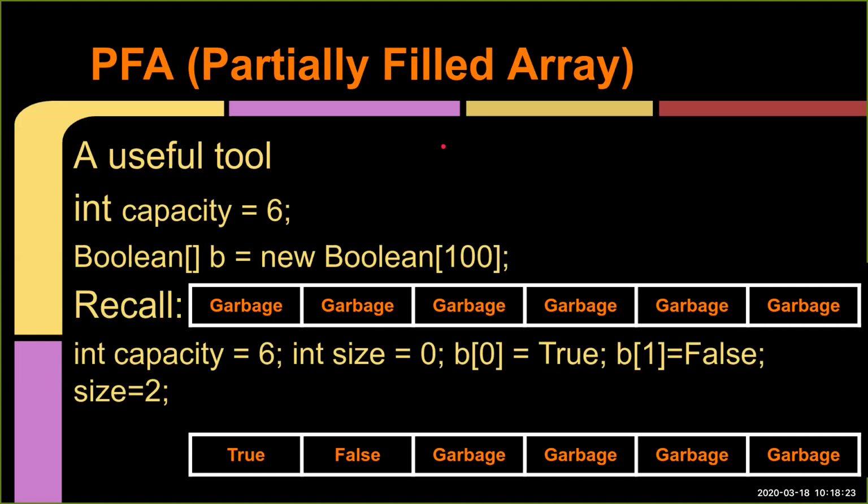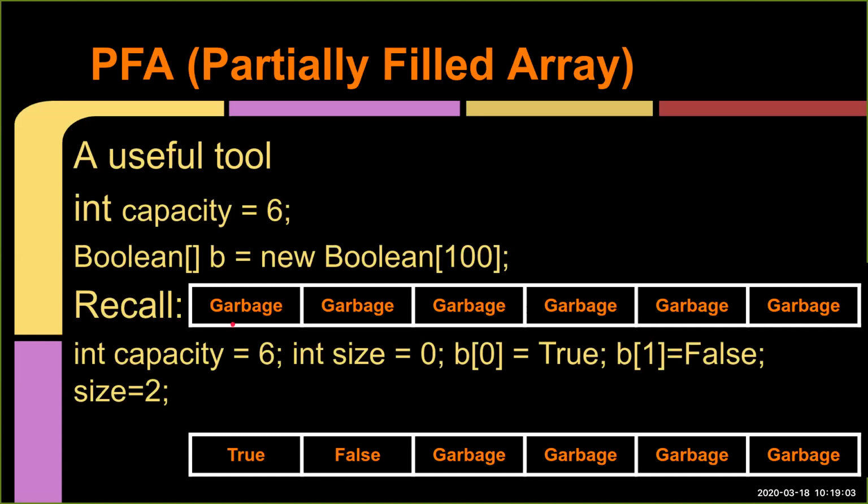The way that we use arrays most of the time is with a strategy called partially filled arrays. What this means is that part of the array has stuff in it that we care about, and the other part of the array has stuff in it that we don't care about. And the way that we keep track of that is that maybe we have some kind of variable, maybe we call it size, and that tells us how much of the array we care about and how much of it is garbage.